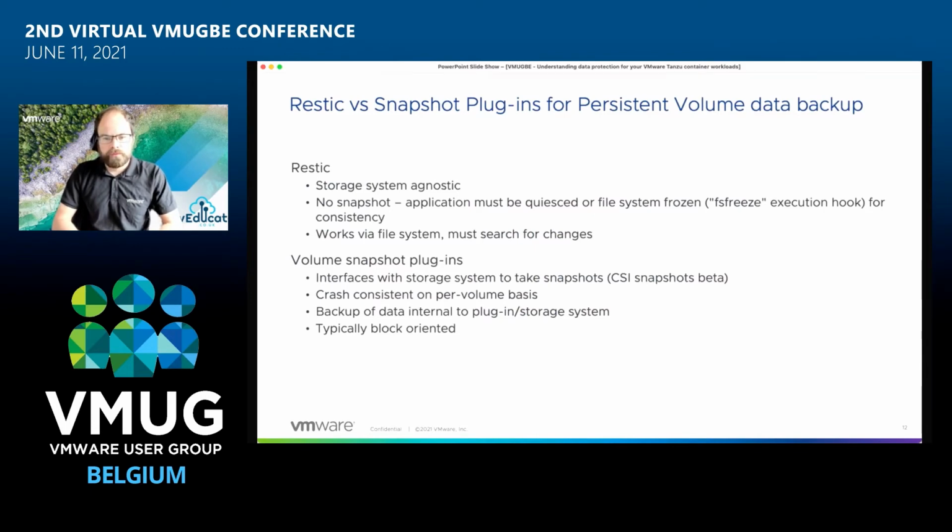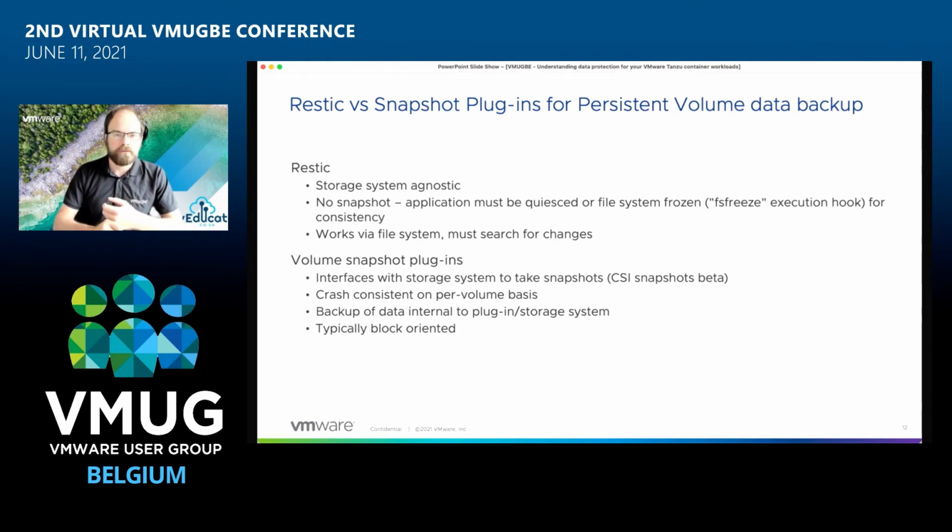So this Restic thing that I've been talking about versus snapshot plugins for protecting our persistent volume data, because that's what we're really interested in today. Where does this come into play? How do we deal with that? So we use Restic today because it's system and storage agnostic. It doesn't have a snapshotting capability for your applications. So you may have to build in how you tell your applications they're being protected and that data on that volume is being protected so that it can be quiesced, or the file system is frozen. So you can create execution hooks within Velero to handle that for you. It does work with file systems as well, but it does have to search for changes within those file systems.